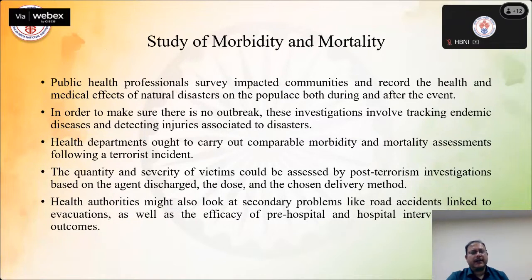Study of morbidity and mortality. Yes, public health professionals survey impacted communities and record the health and medical effects of natural disasters on the populace, both during and after the event. The same should be done in the case of man-made disasters for the morbidity and mortality part. What happened in case of chemical disasters or biological ones, we don't go for this particular data because the result will not be affected in a month or so. It will take maybe months, days, or even years to get the actual data.